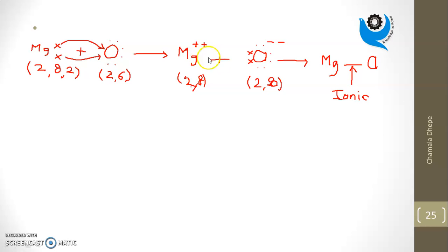Okay, see here, 2 equal, here also 2 equal, but how are they? They are opposite. One is positive, other is negative. 2 equal and opposite charge ions are formed, which are held together by a strong electrostatic force of attraction to form the ionic bond. Okay, so we will stop here.